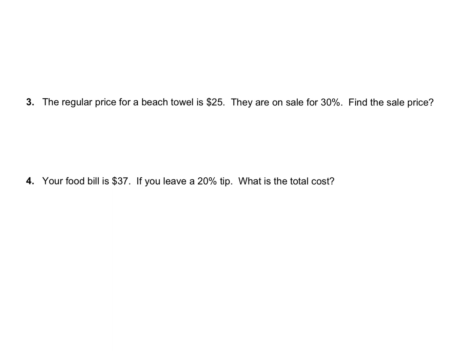All right, number 3. The regular price for a beach towel is $25. They are on sale for 30% off. Find the sale price. All right, so we want to know what is 30% of 25, so we'll start there. 30 all over 100. Now, some of you might set this up as an equation. We're setting all these up as a proportion, but if you have a different way that you solve these, by all means, you can try it that way. So we're going to cross multiply and divide in order to get the 30%, and we will end up with $7.50.